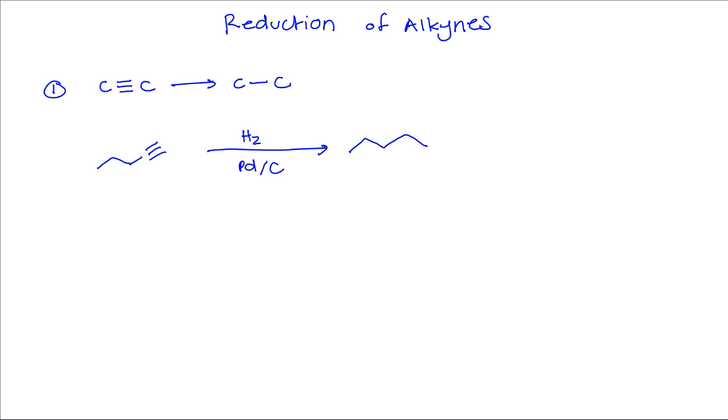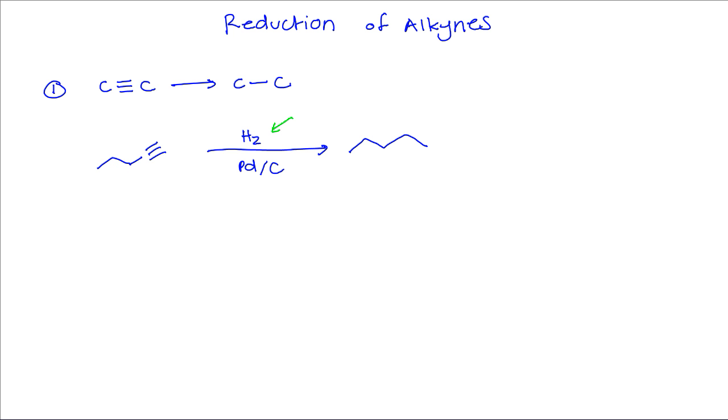So we have a few different flavors of reduction for alkynes. The first one is one that we've seen before with alkenes, and that is if we use the same conditions, so hydrogen and palladium on carbon, we get complete reduction of the triple bond. So what we saw for alkenes is if we have multiple alkenes, it will reduce both double bonds.